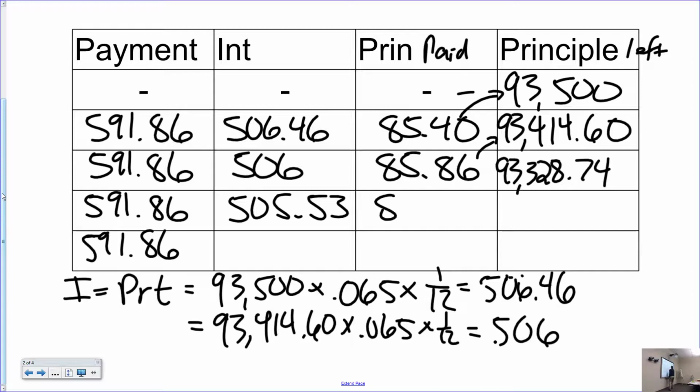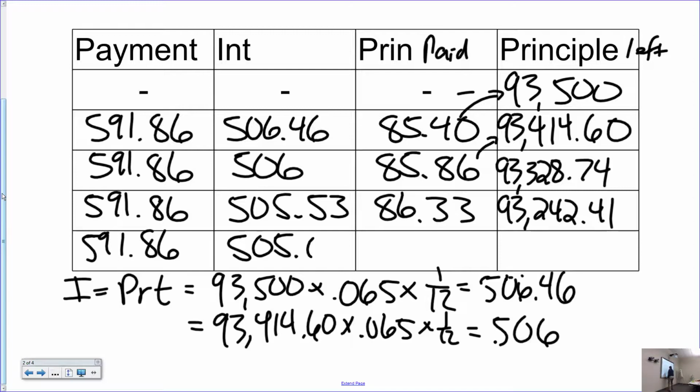So what did we get up to? 86.33. And so what are we down to? 93,242.41. And then last but not least, our final row. 505.06. Another 47 cents, 86.80.